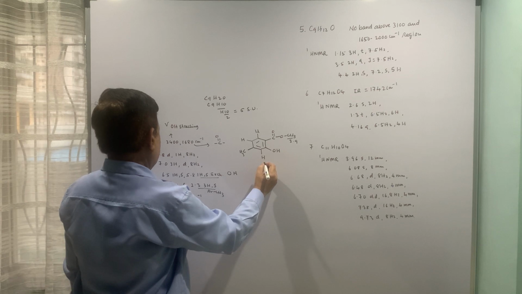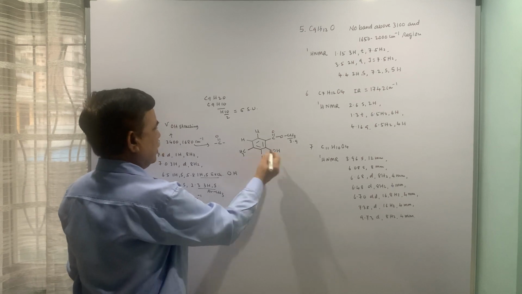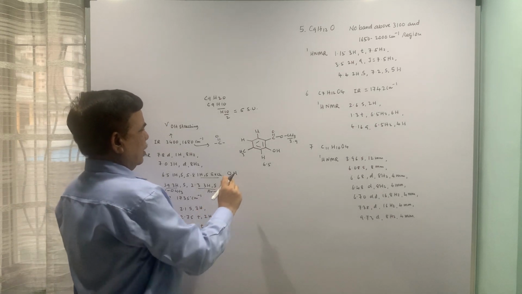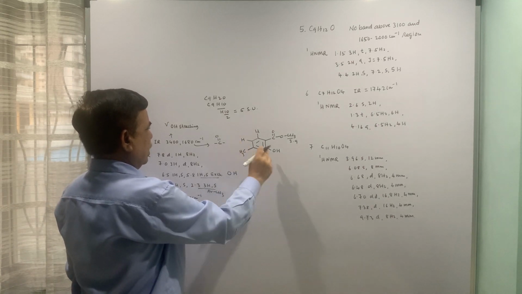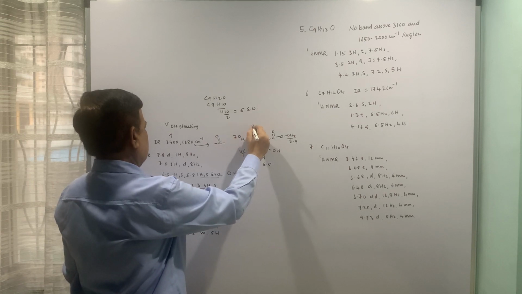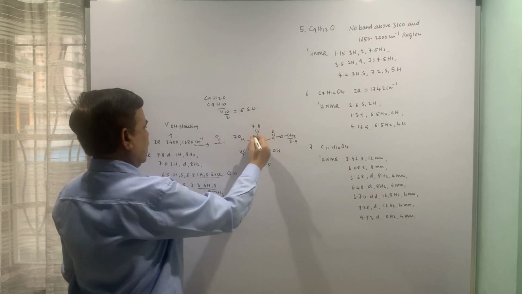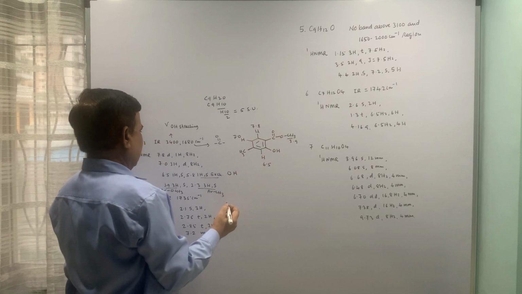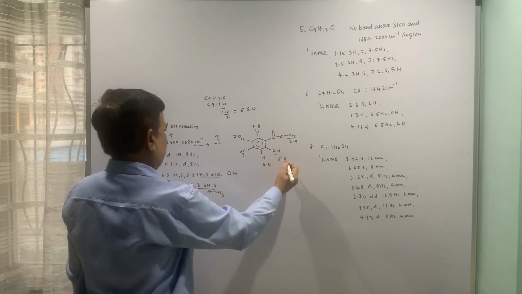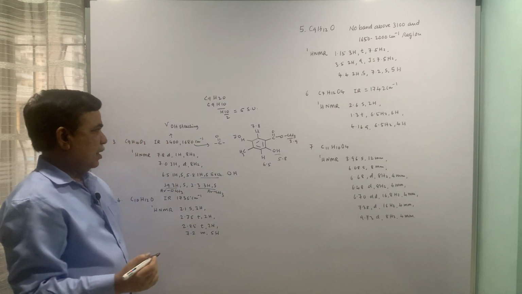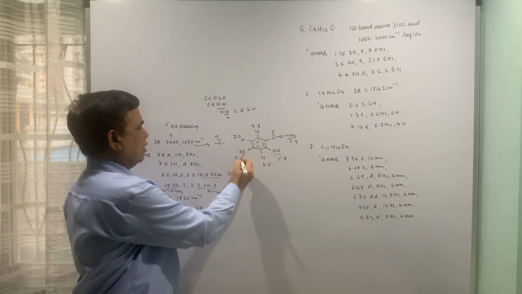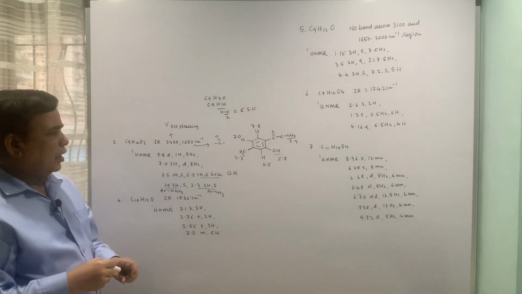This is 6.5 because it is ortho to both donors. This is ortho to one, para to another, so that is next value 7, and this is 7.8, mutually coupled, so coupling constant is 8. This is 5.8 because it is exchangeable, and 3.9 and 2.3 all are explained. So that is the structure.